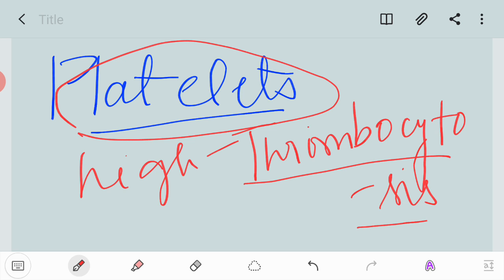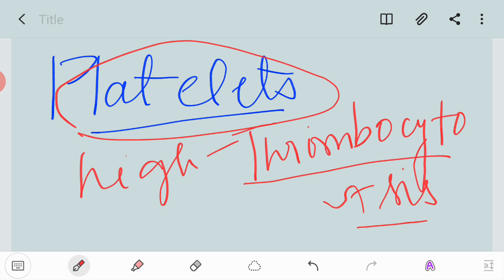Now, why is the platelet count increased? Because of something in the bone marrow. I've already said all these cells are produced in the bone marrow. So there is something which is forcing the bone marrow to produce a much larger number of platelets.